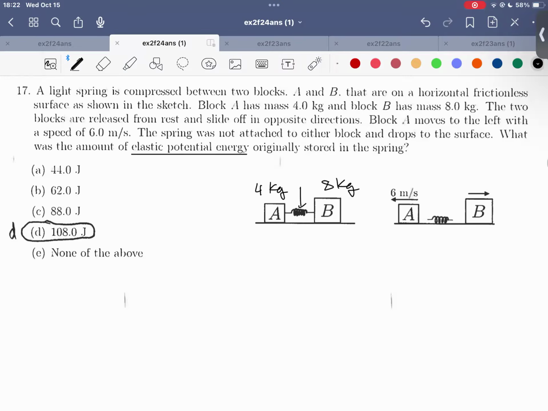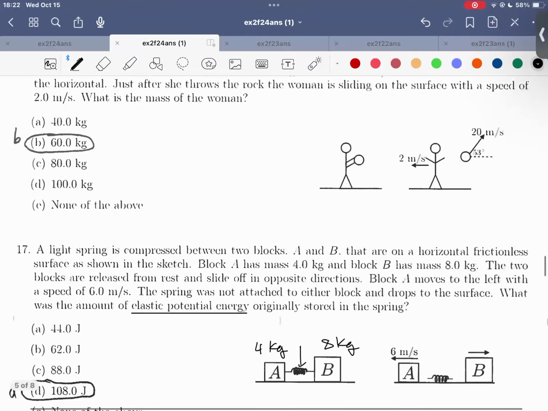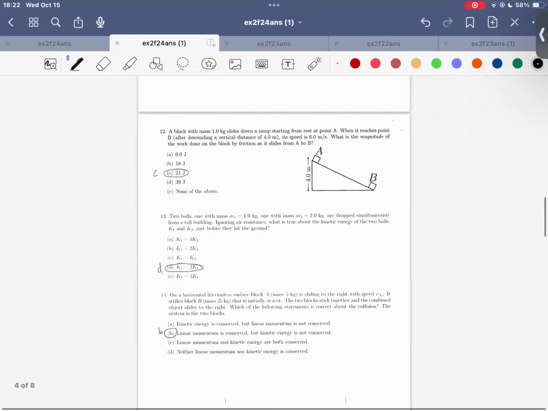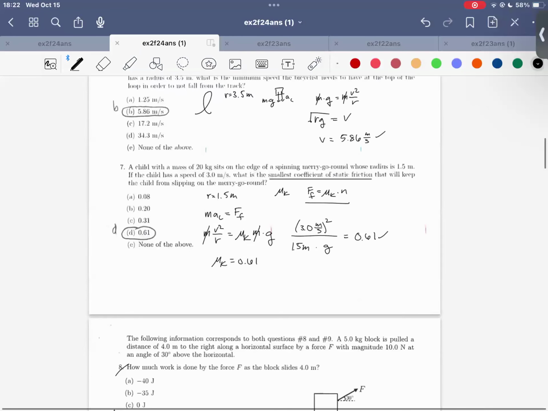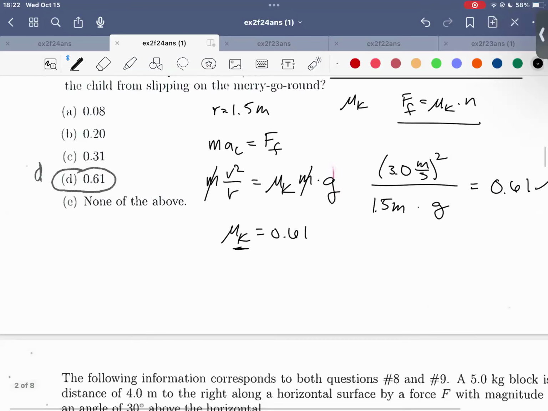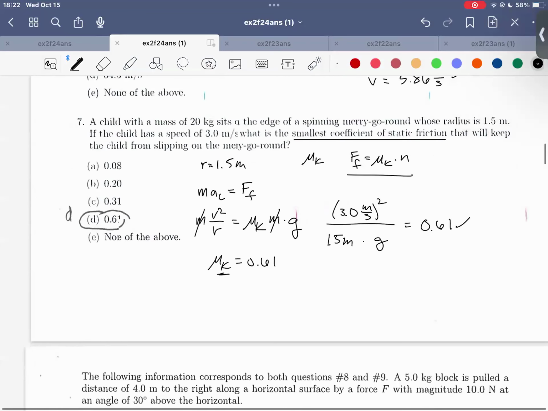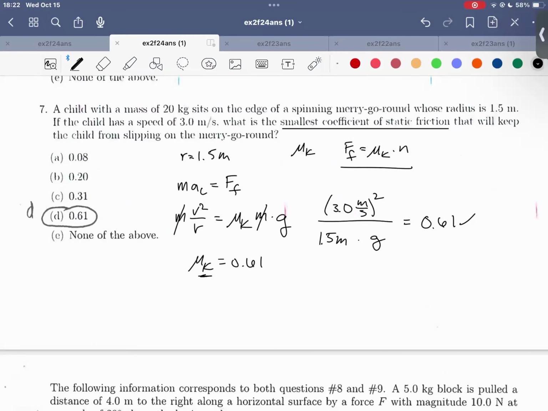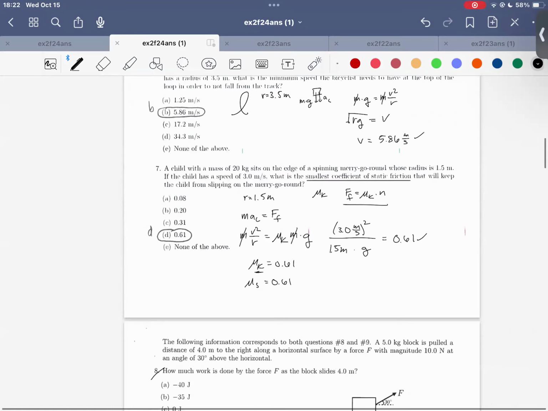Oh, yeah, actually mu static is right. I just memorized it as mu kinetic. Mu k is what you would call it if it was moving. But technically it should be mu static, but it's the same thing, at least when you solve it mathematically.